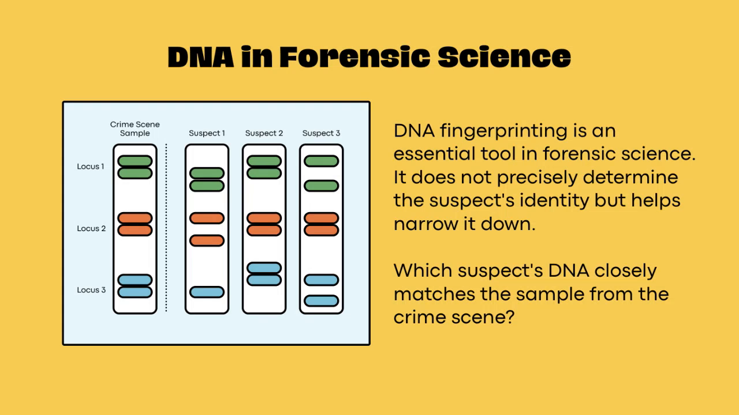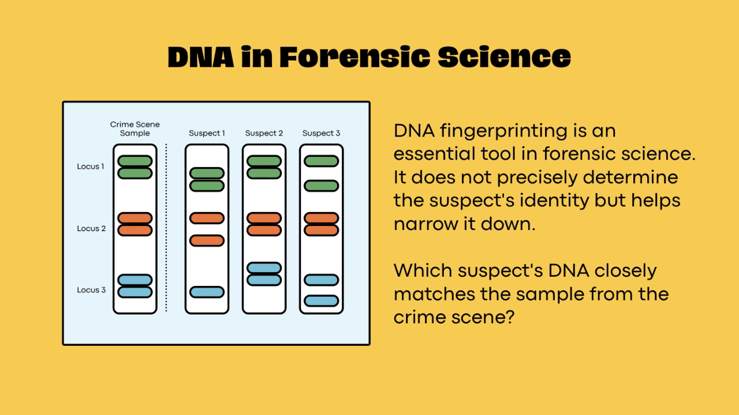Let's take a closer look at how DNA fingerprinting plays a crucial role in forensic science. While it doesn't give us a definitive answer about who committed the crime, it significantly narrows down the list of suspects. Here, we see a crime scene sample and the DNA profiles of Suspect 1, Suspect 2, and Suspect 3.